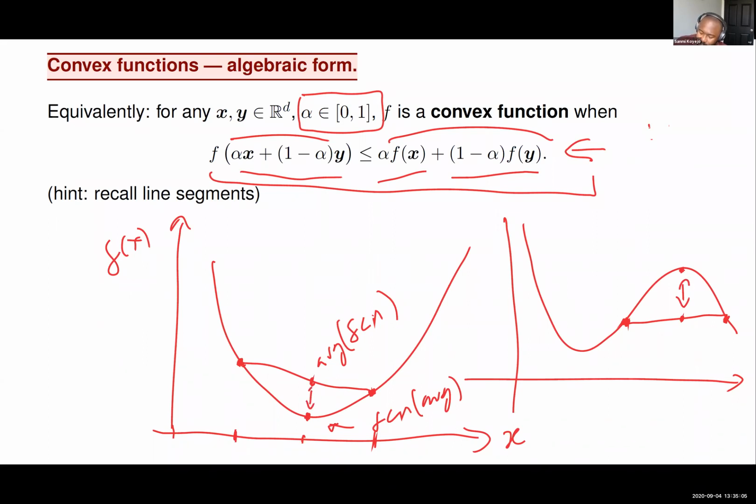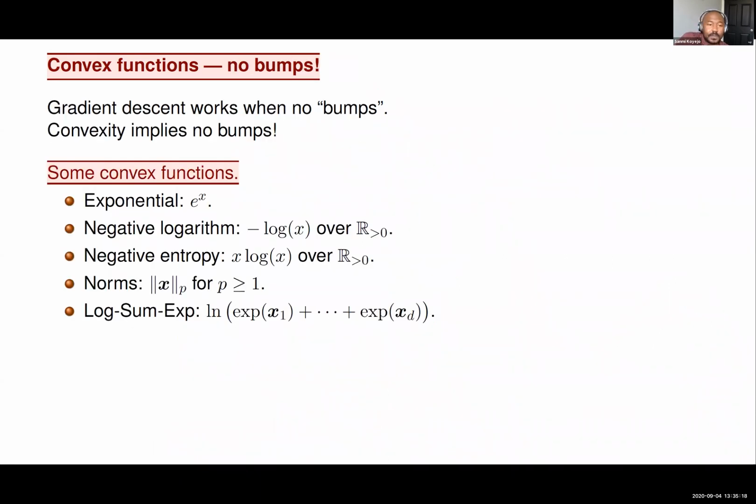And which one is bigger tells us whether, and again, this has to be true for every pair of points and for every value of alpha, the function is convex or not. Okay, so convex functions, intuitively, are functions that have no bumps.